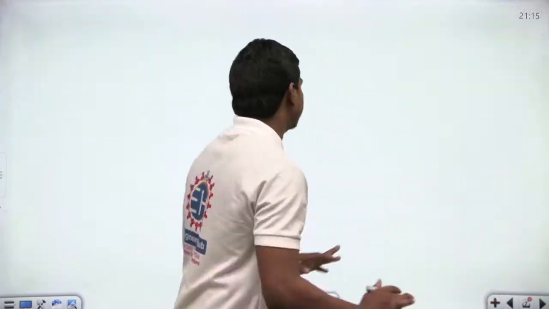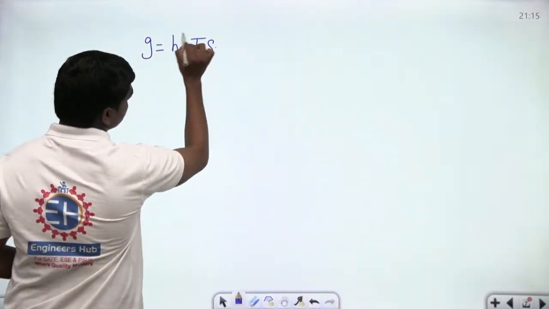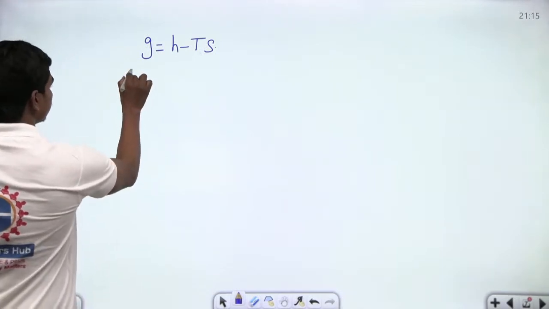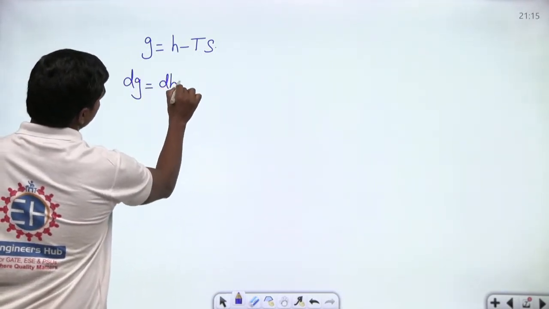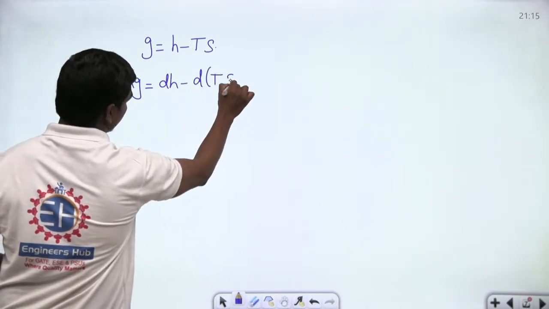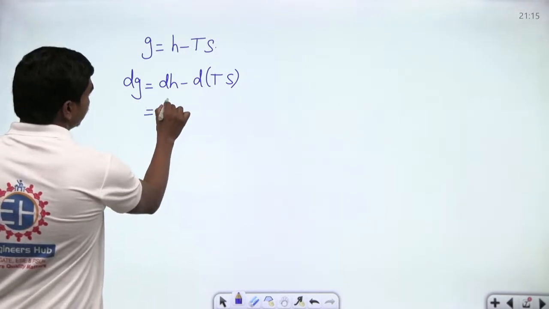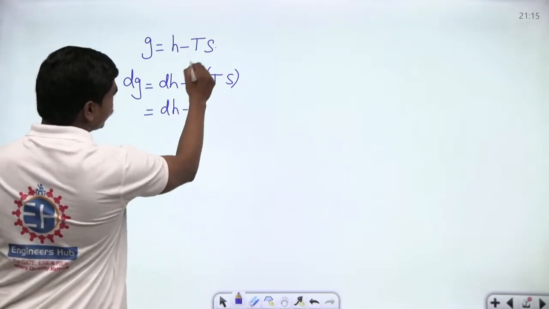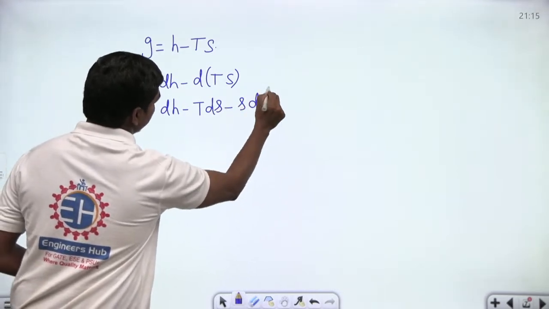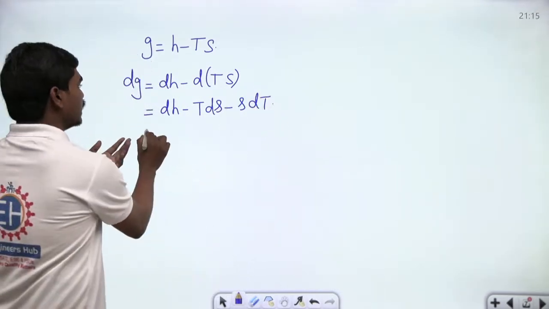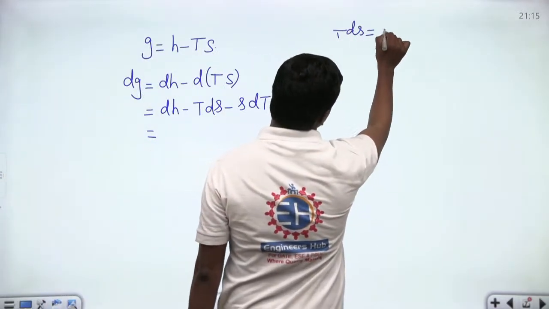Why? Because see here, you know your G is equal to H minus Ts, correct? And if you differentiate this, to identify the change in Gibbs free energy, then you have dH minus the derivative of T times S. Of course the small s denotes your specific entropy as well. So dH minus the differentiation of this, which is T times ds minus S times dT, correct? This is what we have. And you know, dH minus TdS, we have the TdS equation: TdS is equal to dH minus VdP.